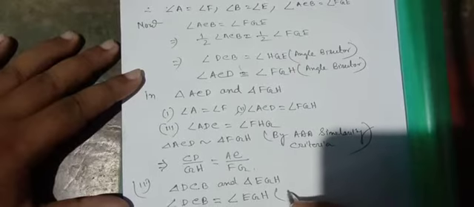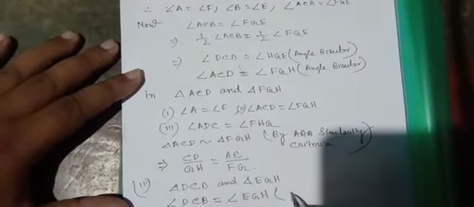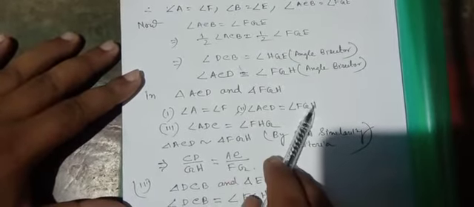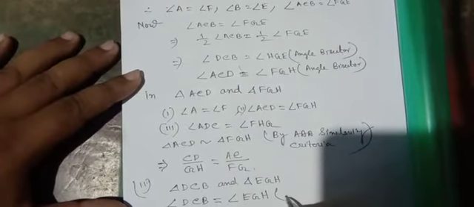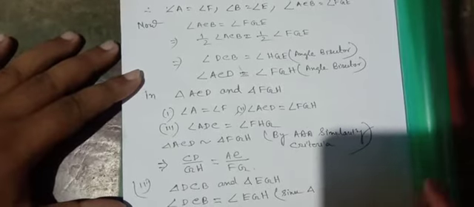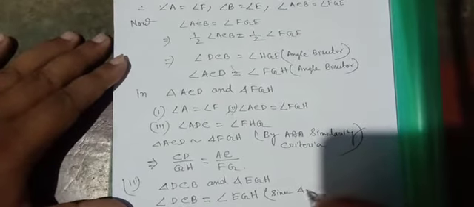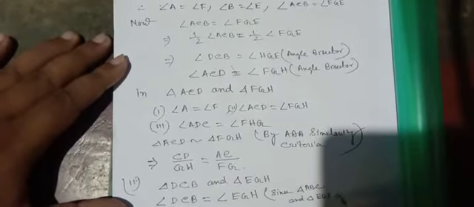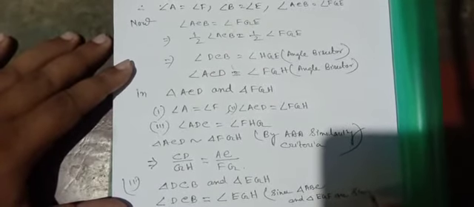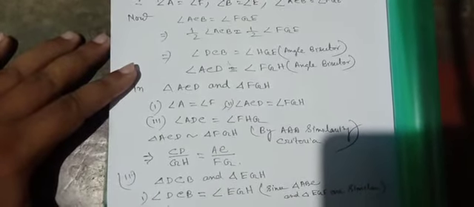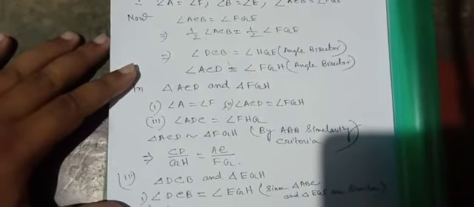Proved. This is already proved. Angle B is equal to angle C, since triangle ABC and triangle EGF are similar, and this is one.